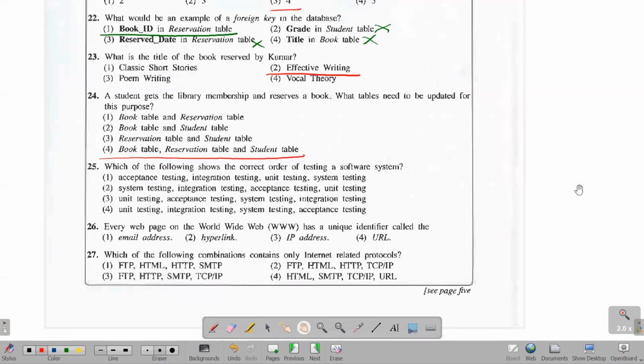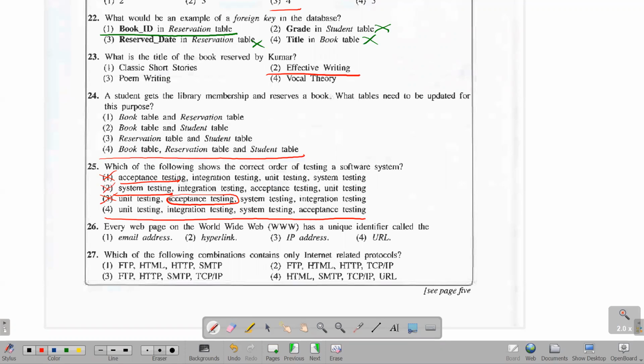So the 25th, which of the following shows the correct order of testing a software system? So it's unit testing, integration testing, system testing, and then acceptance testing, right? So that gives you the fourth one as the correct answer. We are not starting with acceptance testing. We are not starting with system testing. Even though the third one starts with unit testing, acceptance testing comes second, so it is wrong. So all three other answers are wrong. The fourth one is going to be the answer.